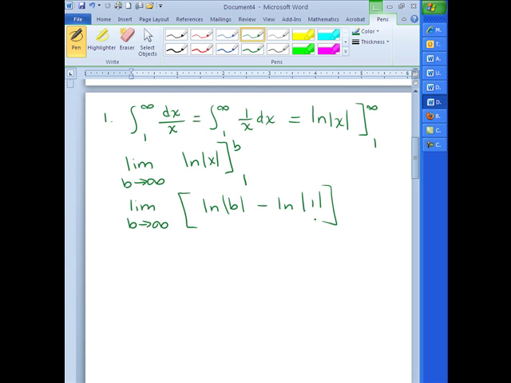And the ln of 1 means e to what power gives me 1, and that would be 0. So that's 0. And I'm just left with the ln of b and the limit of that as b goes to infinity. And depending on how comfortable you are with this stuff, you might want to look at your table of values and watch what happens.